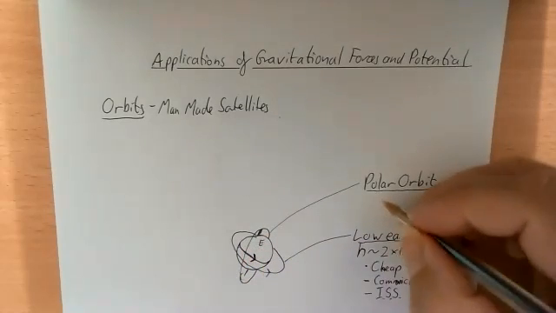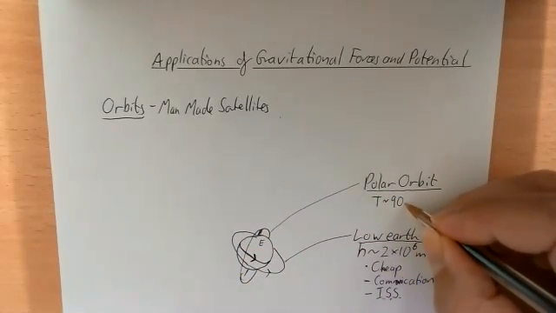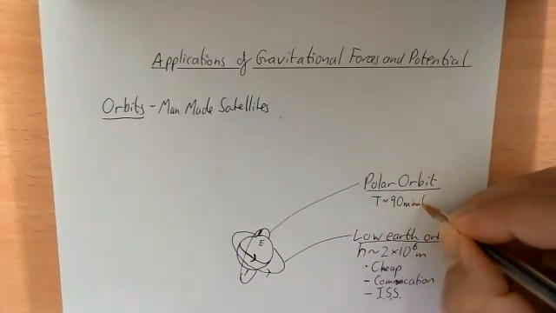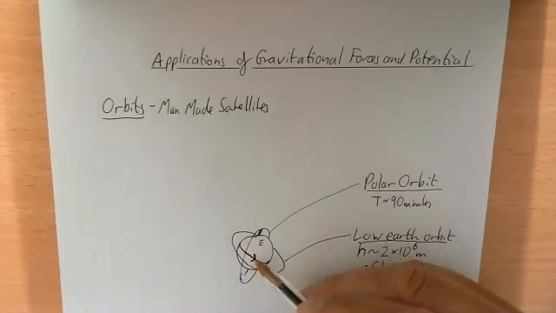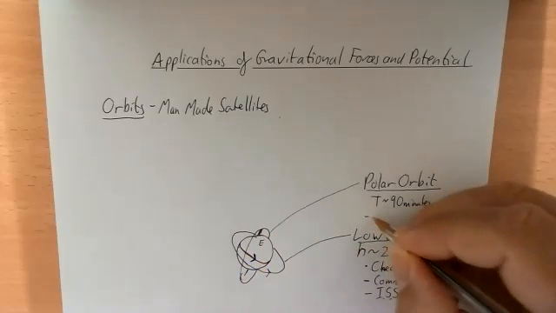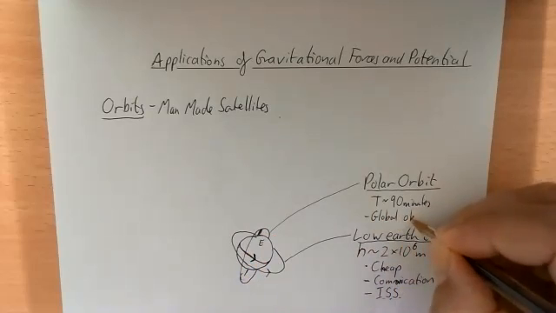Now, polar orbit has a time period of roughly, depends upon the actual satellite, roughly 90 minutes, which means that every time the satellite goes over the poles, goes around, the Earth has rotated a little bit. And so it's used for global tracking or global observation.